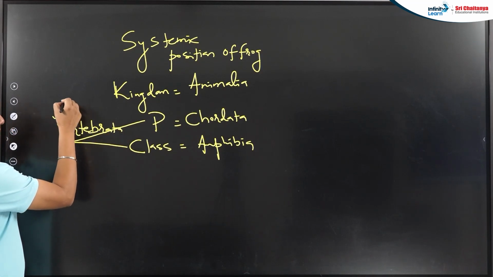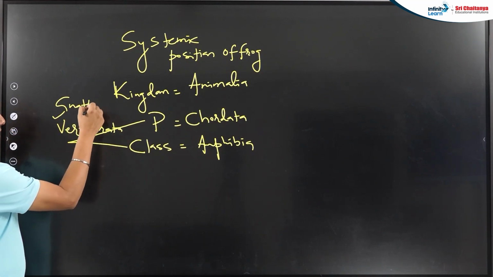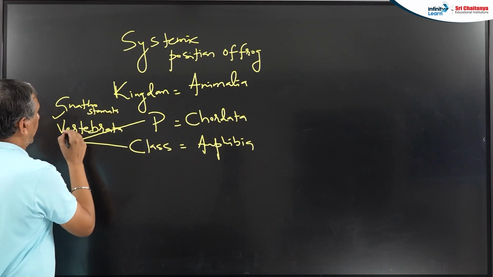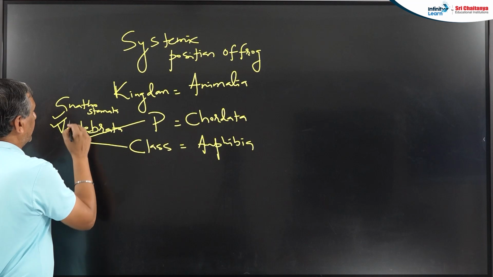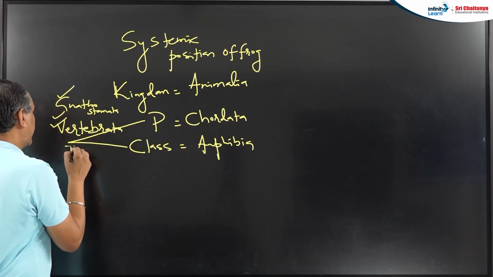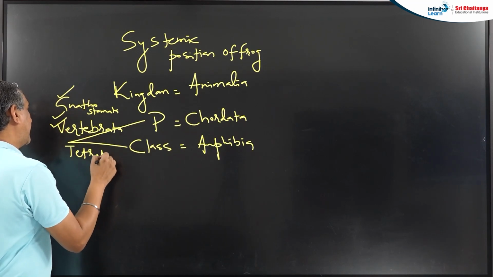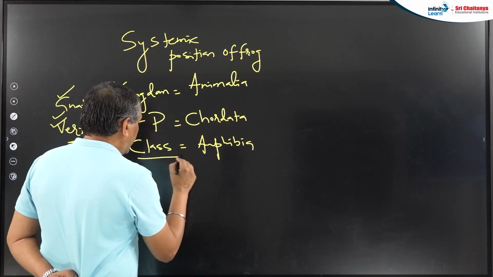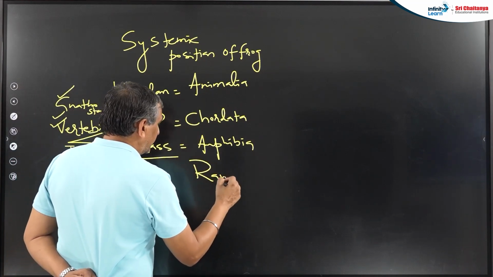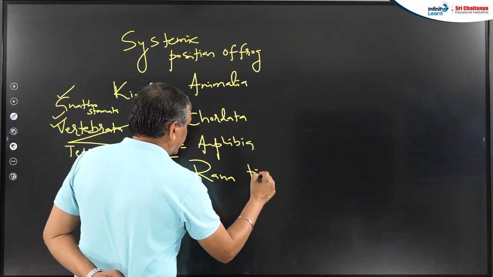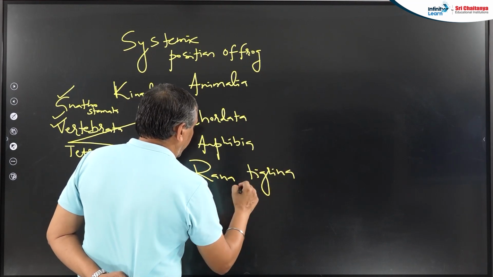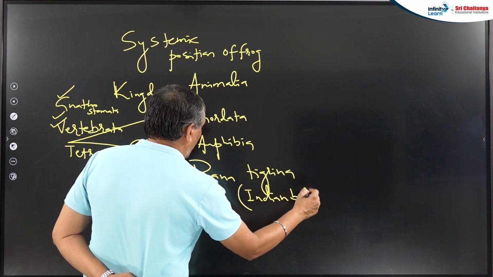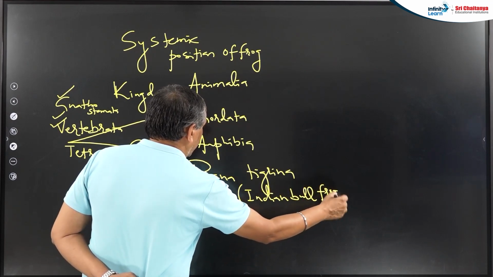So it comes into Gnathostomata first. This is Gnathostomata and Agnatha. So first Vertebrata, then Gnathostomata, then Tetrapoda, and ultimately it comes into the Amphibia. Rana is the genus and tigrina is the species. Rana tigrina is known as the Indian bullfrog.